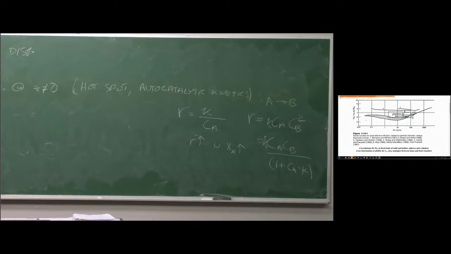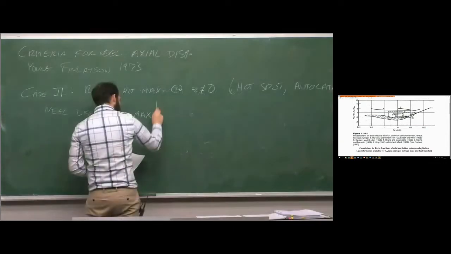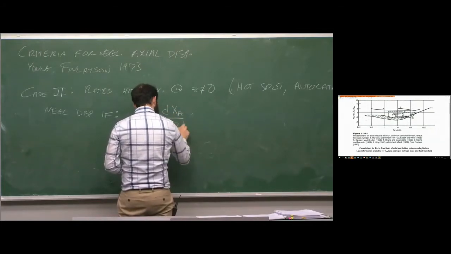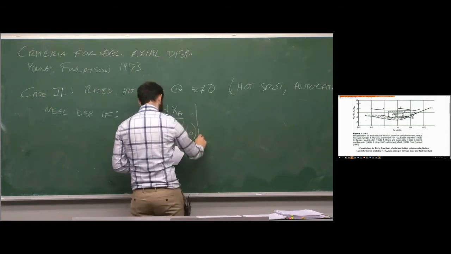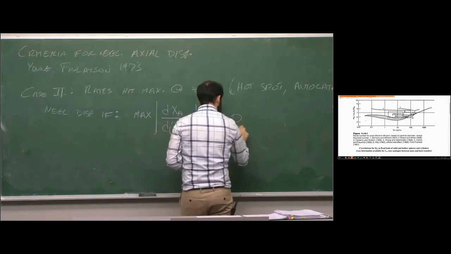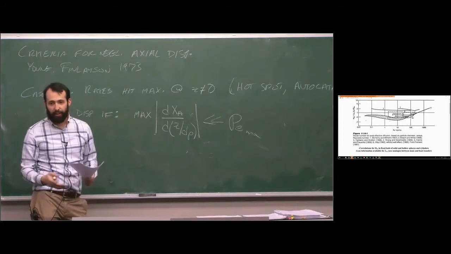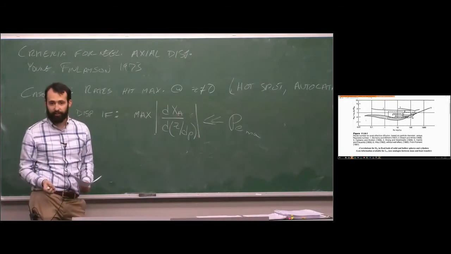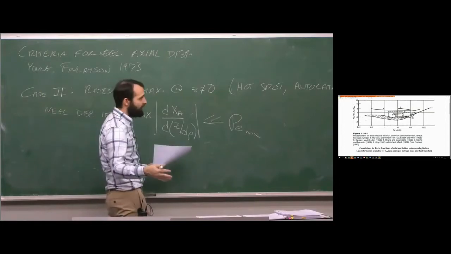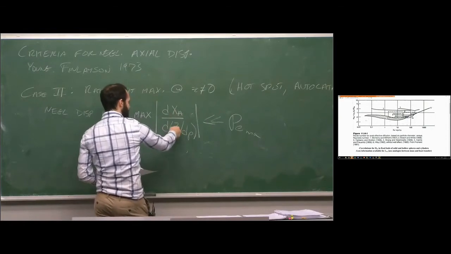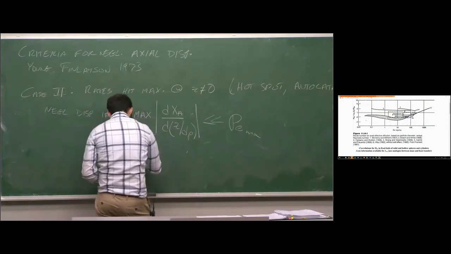So in this case, we can neglect dispersion if the maximum value of dX_A/dz times the diameter of the particle is much less than the Peclet number. What do we mean by maximum? We mean anywhere along the bed, all right? So you have to analyze the entire length of the bed and determine if this maximum change in conversion with distance, really, is less than the Peclet number.